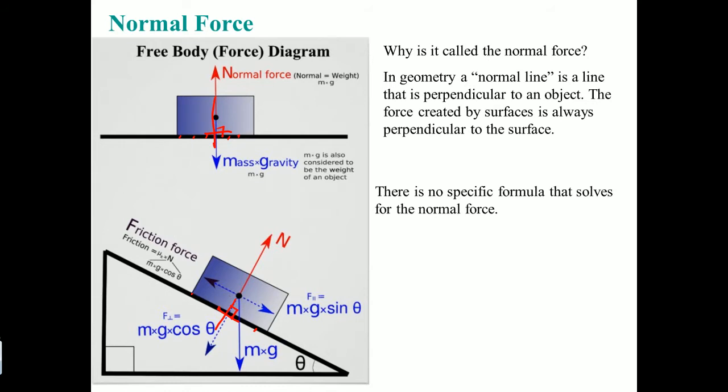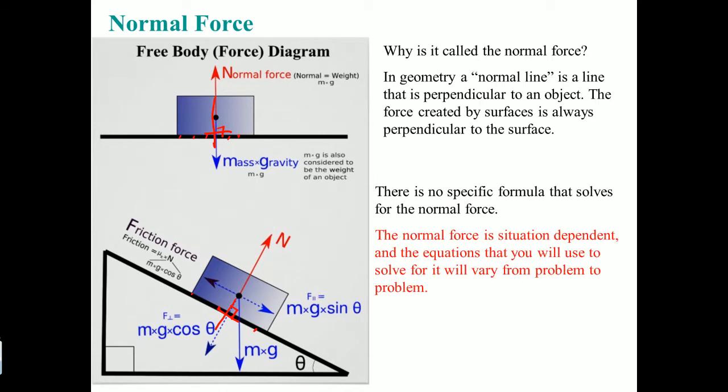There's no specific formula that solves for the normal force, but it behaves in two ways. In the horizontal case, the normal force is equal to the weight, m times g. But when it's on the ramp, the normal force is mg, with a cosine theta part that comes as a result of the cosine component of the force of gravity. The normal force is situation dependent, and the equation used to solve for it will vary from problem to problem, but there are only two cases for it.